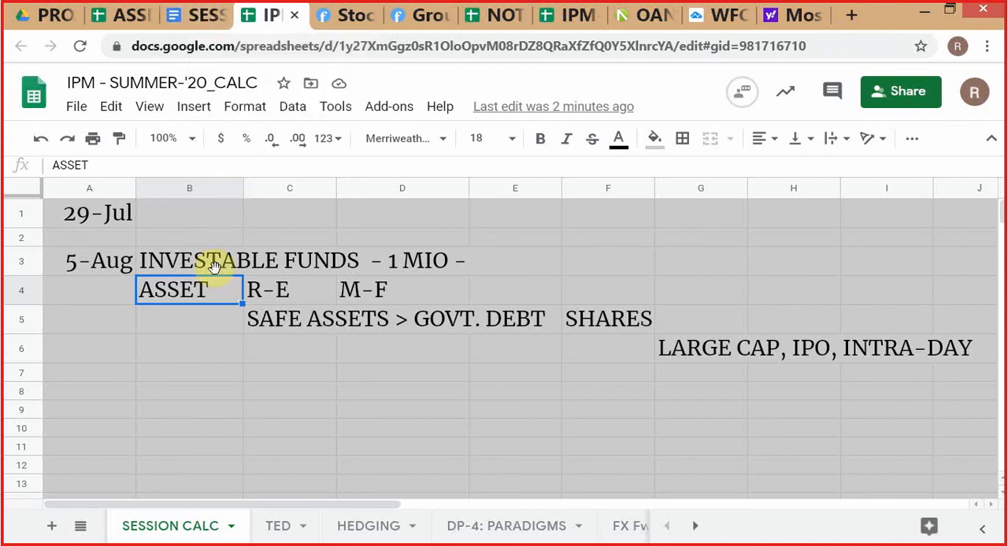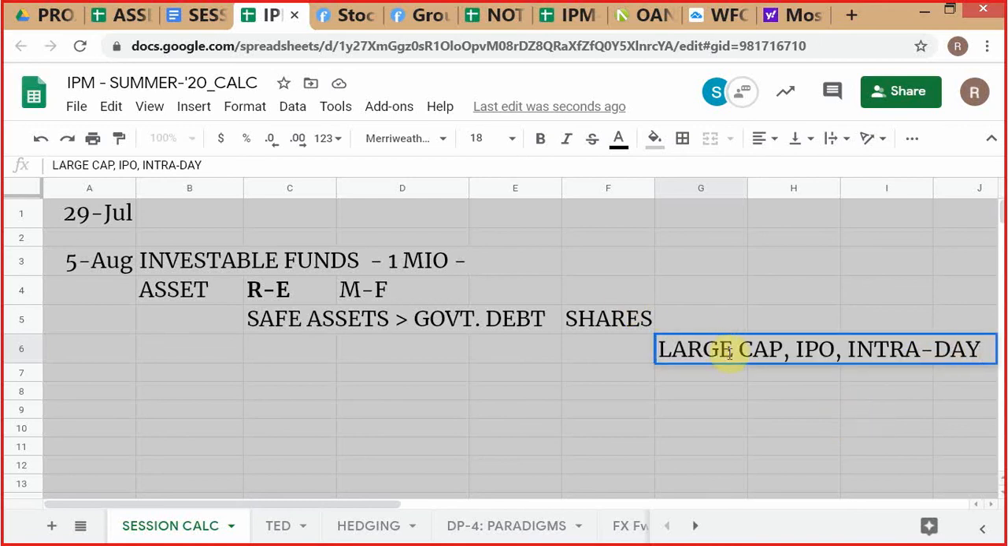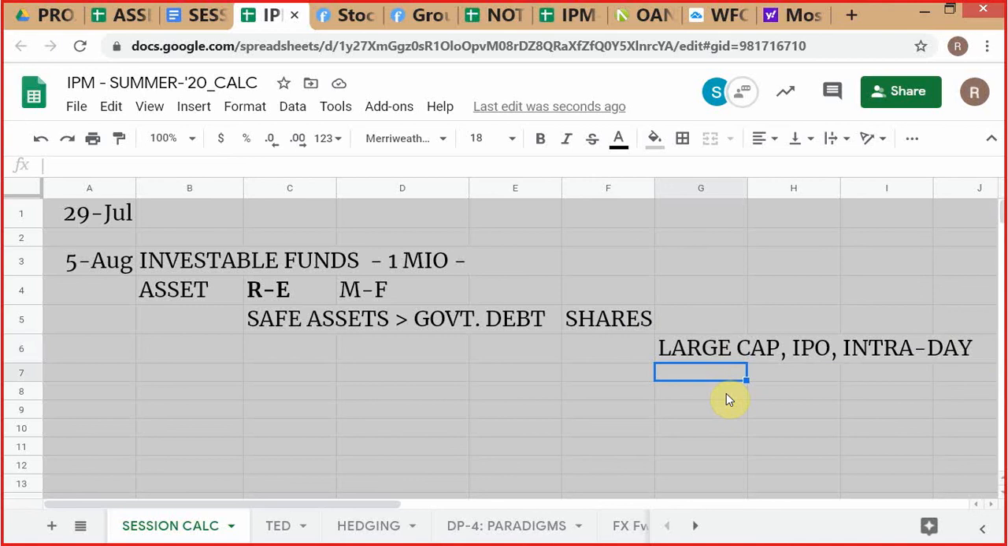So the way you have to think about this, if you notice some of the things that we said, now Sambhava mentioned real estate. Now she mentioned mutual funds, and you can also have mutual funds that focus on real estate. So therefore these are not mutually exclusive, all right? Now here, large cap, IPOs, intraday, these are also not strictly speaking mutually exclusive, because you can do intraday trading in large cap stocks, right? So therefore, these are not mutually exclusive.